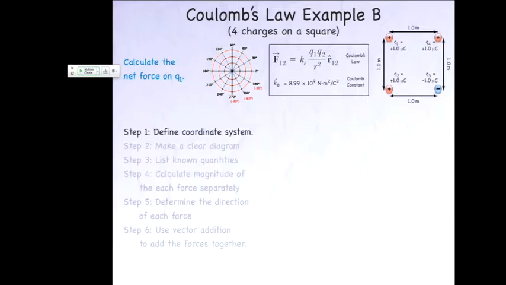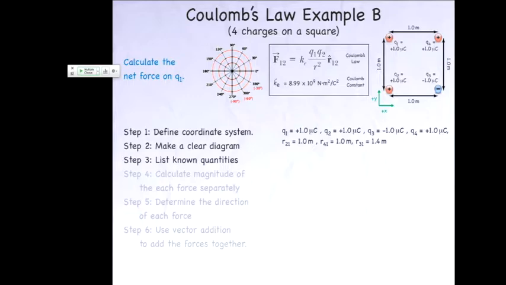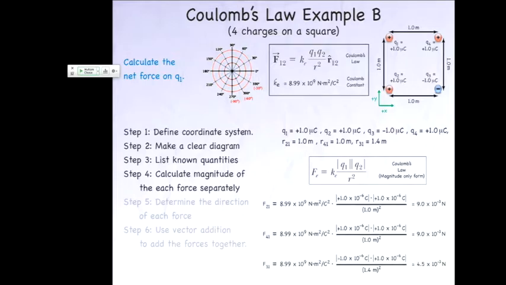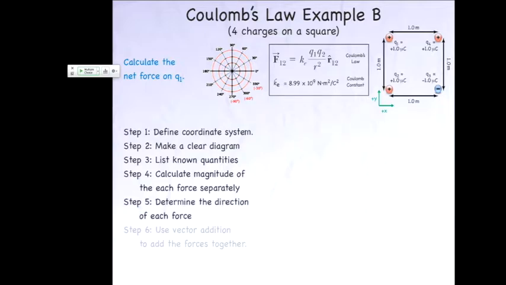All right, so we define our coordinate system. We have x and y. We make our clear diagram, done. We list the known quantities. Make everything nice and easy. We calculate the magnitude of each force individually using Coulomb's law. So we get F21, F41, and then F31, which we calculated using the R that we just got from the Pythagorean theorem. Okay? Then we need to determine the direction of each force.